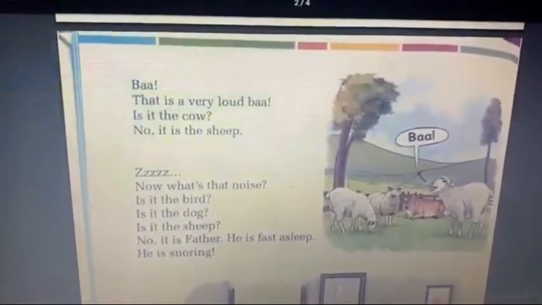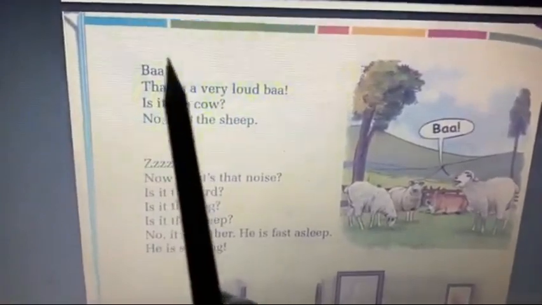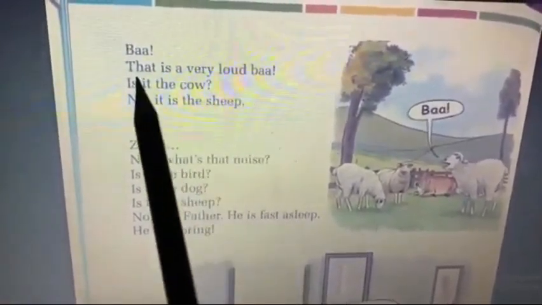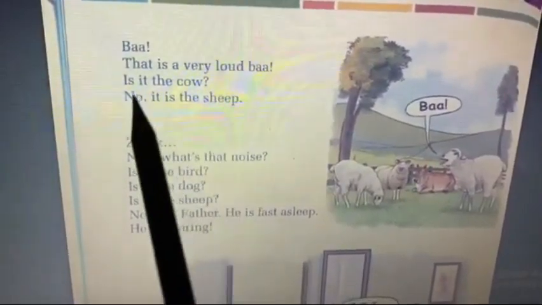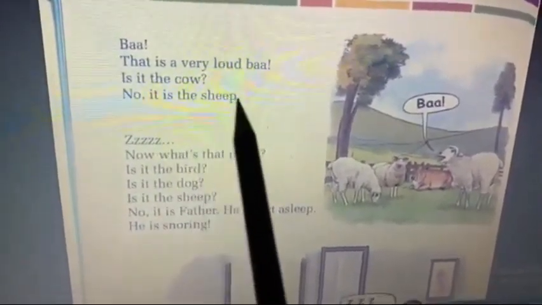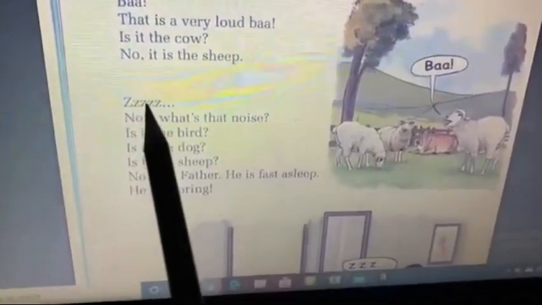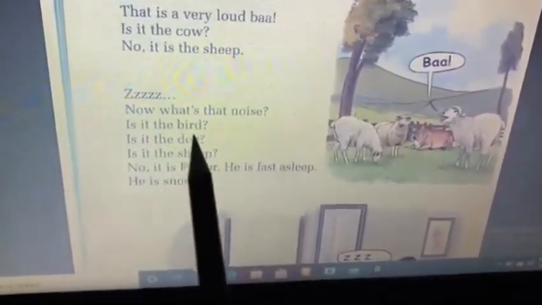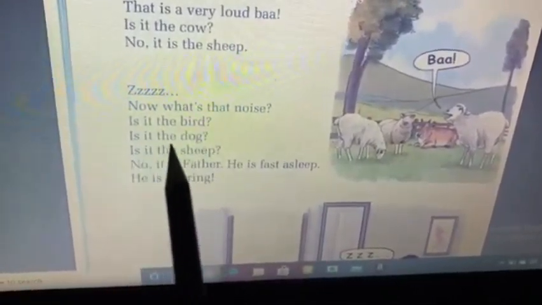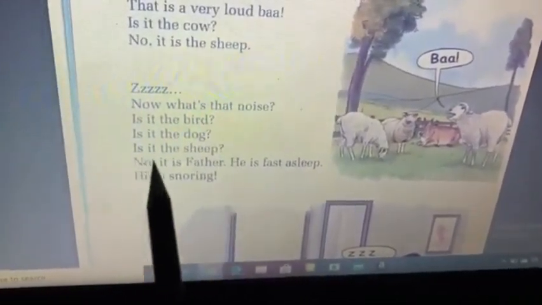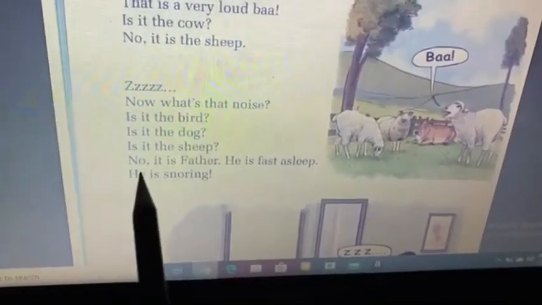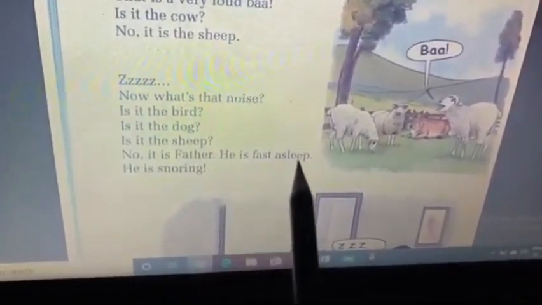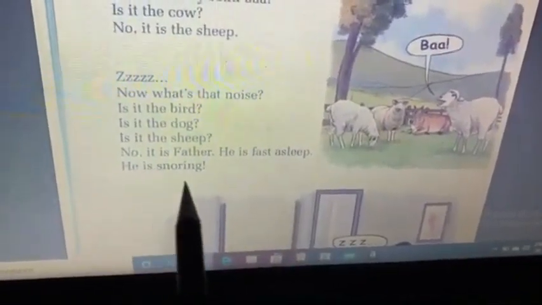Let's do a quick reading one more time. Ba. That is a very loud ba. Is it the cow? No, it is the sheep. Zzz. Now what's that noise? Is it the bird? Is it the dog? Is it the sheep? No, it is father. He is fast asleep. He is snoring.